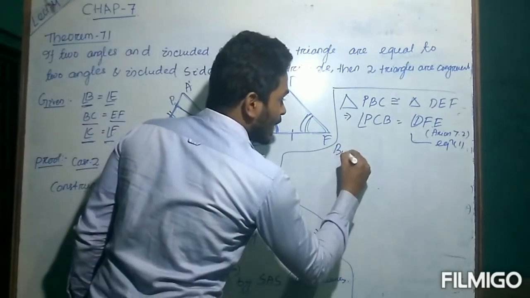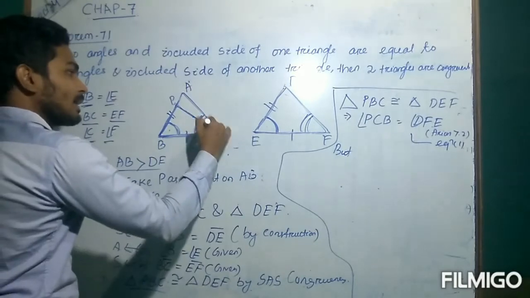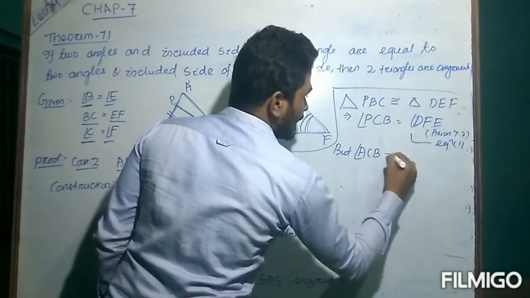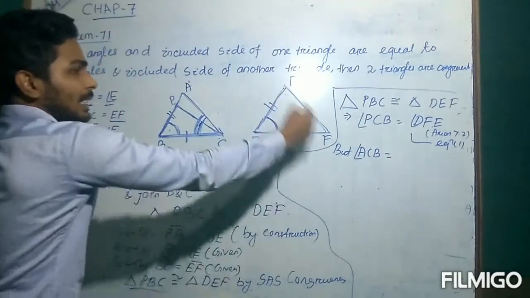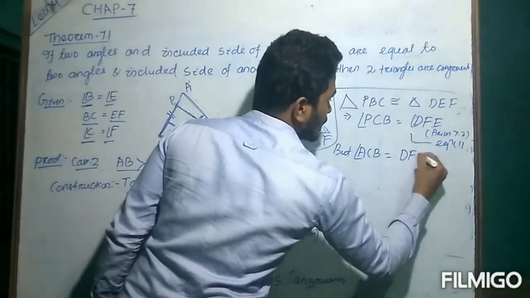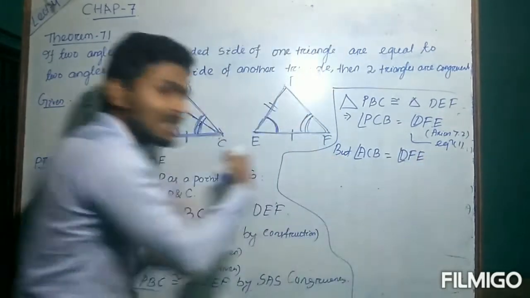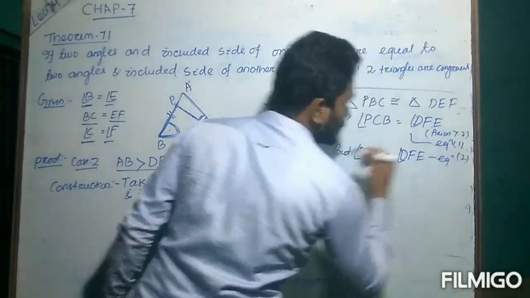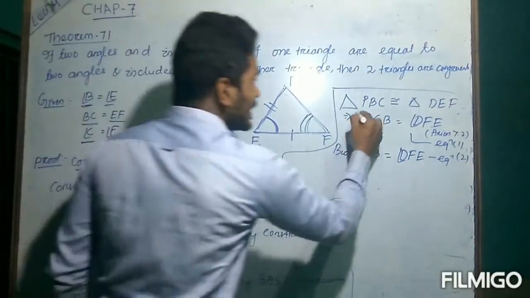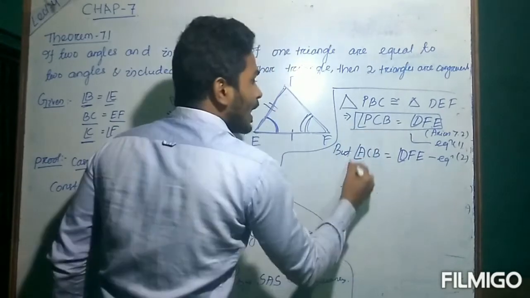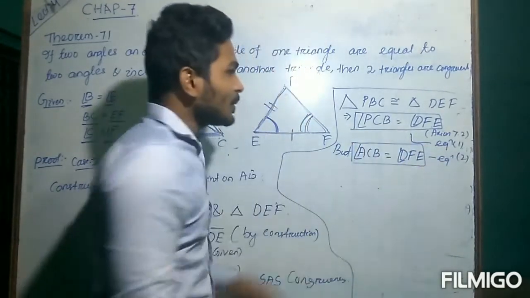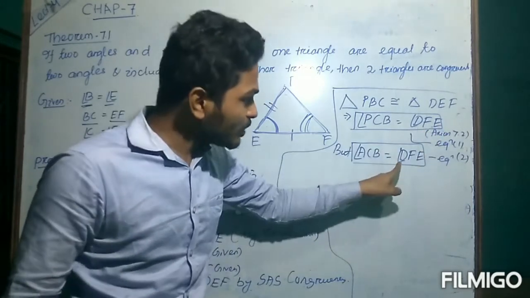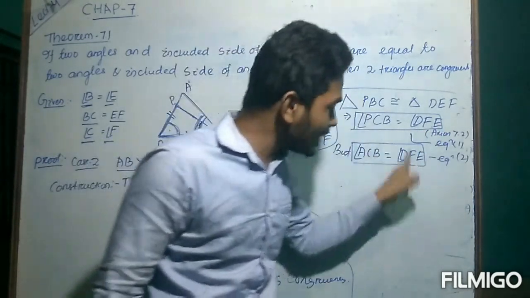So you can write, this total angle means ACB is equal to this total angle DFE. Why? Because it is given. Okay? So it is equation number 2. Now see, this is equation 1 and this is equation 2. Now you can see in equation 1 in the right hand side we have DFE angle, and also in equation 2 in the right hand side we have DFE angle.